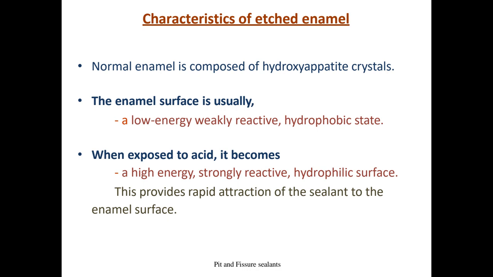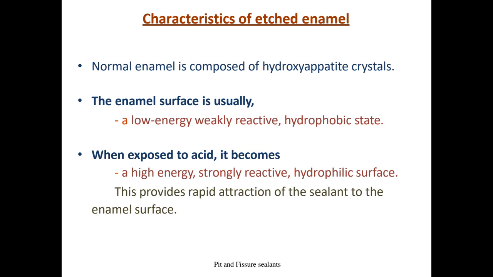Now, when we expose this normal enamel to acid, all the properties of the normal enamel change. The low energy becomes high energy, the weakly reactive becomes strongly reactive, and the hydrophobic state becomes hydrophilic. What is the advantage of this hydrophilic state? This hydrophilic surface provides rapid attraction of the sealant onto the enamel surface. So that is an advantage of etching.